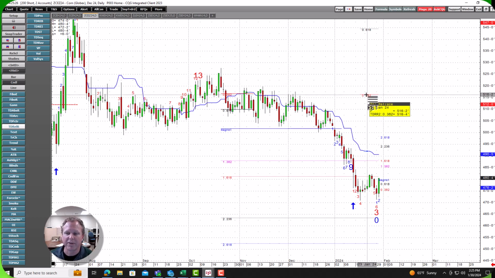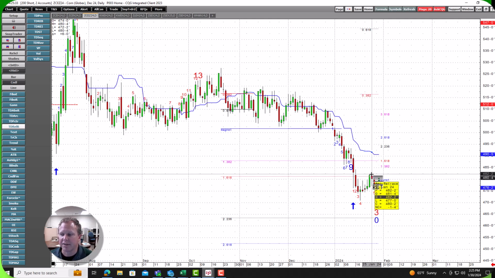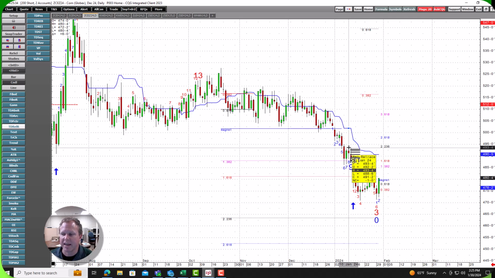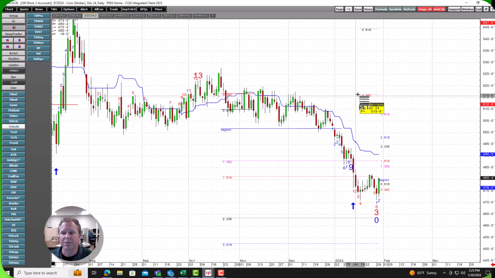So will we get a 38.2 retracement of this big move up to 516? I don't know. If we can take out 482 first and then 493, I think the odds are pretty dang good that we pop up into here. But we got to take it a day at a time and see what happens first.